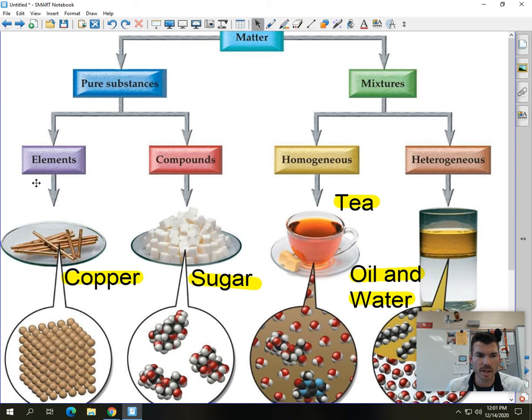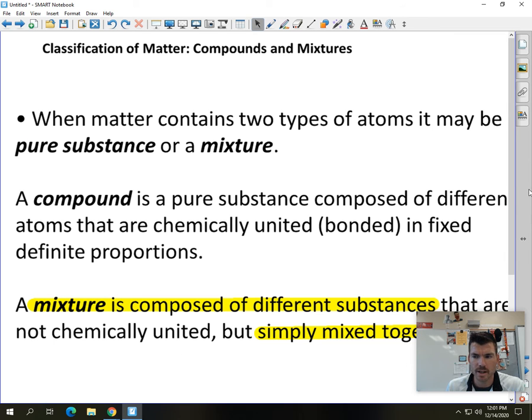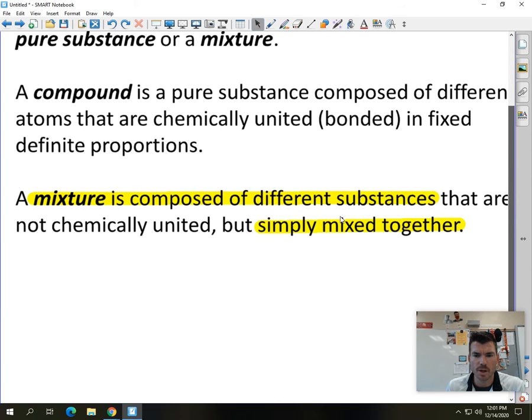All right, now we've completed this side. You should have some notes written down about pure substances, elements, and compounds. Now let's go over to the other side and talk about a mixture and the difference between the two types of mixtures. So a mixture right here, write this down. A mixture is composed of different substances simply mixed together. It's exactly what it sounds like. I mixed two things together. I made a mixture.